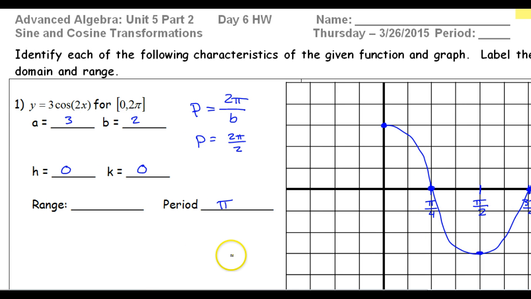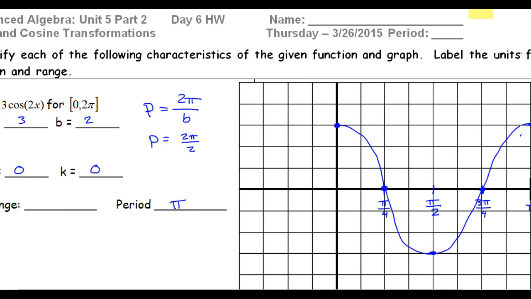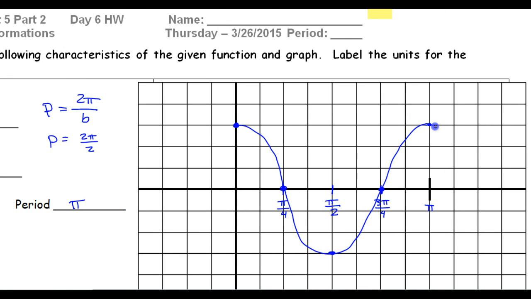All right, let's do one more example on this video. Oh yeah, the range. Understanding that this function will just go up and down, up and down. So it will never get any higher than this. It will never get any lower than this. If I kept going, it would start to go down from here. So the range from bottom to top goes from -3 to +3, because of the amplitude.